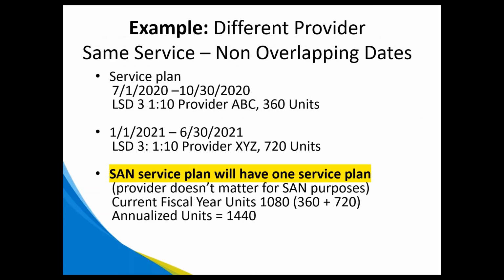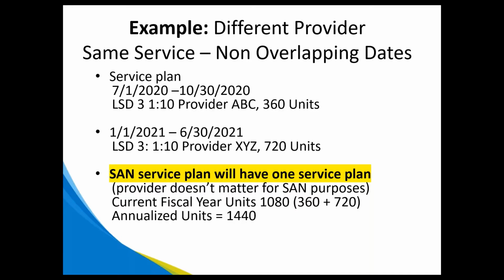For example, service plan number 1 for LSD3 begins July 2020 to October of 2020, provider ABC for 360 units. There is a different provider for July of 2021 to June of 2021. Same service, LSD3, for 720 units. The SAN service will have one service plan. Again, the provider doesn't matter for SAN purposes.